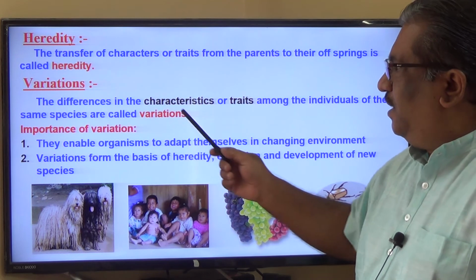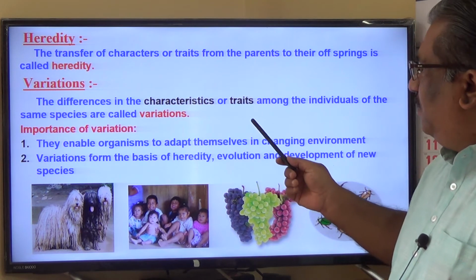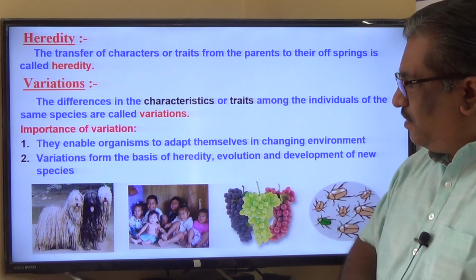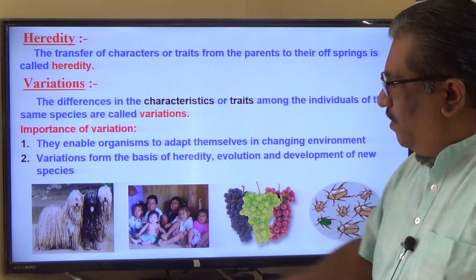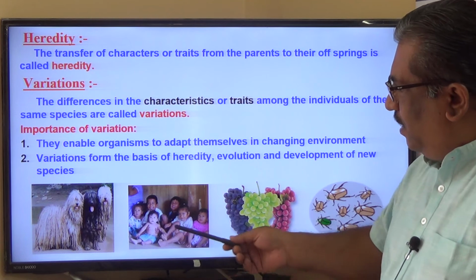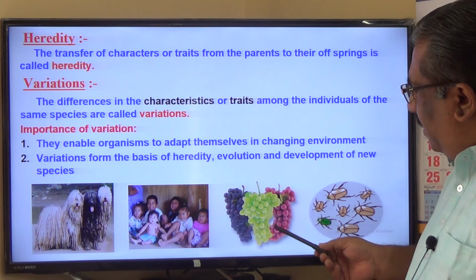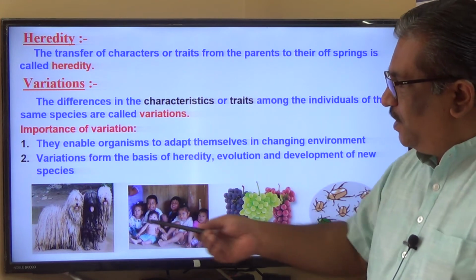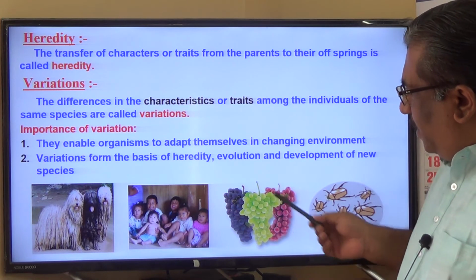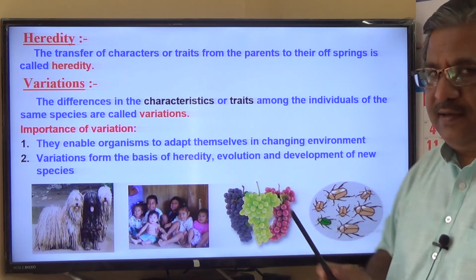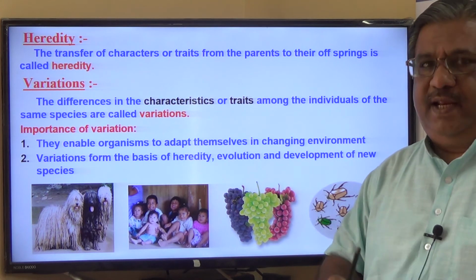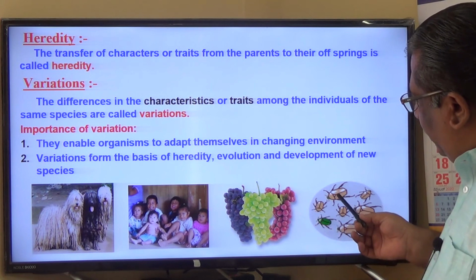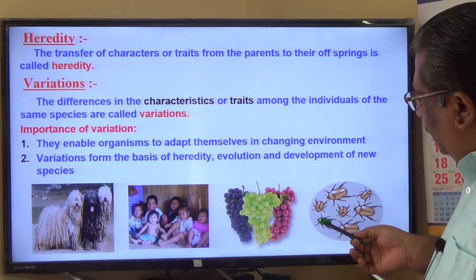So what are variations? The difference in the characteristics or traits among the individuals of the same species are called variations. Example, we'll take over here, the dogs, children, grapes, beetles. What is it that enables us to distinguish between the grapes here? The color. So color is a variation in this category. What about here? The red beetle and the green beetle.